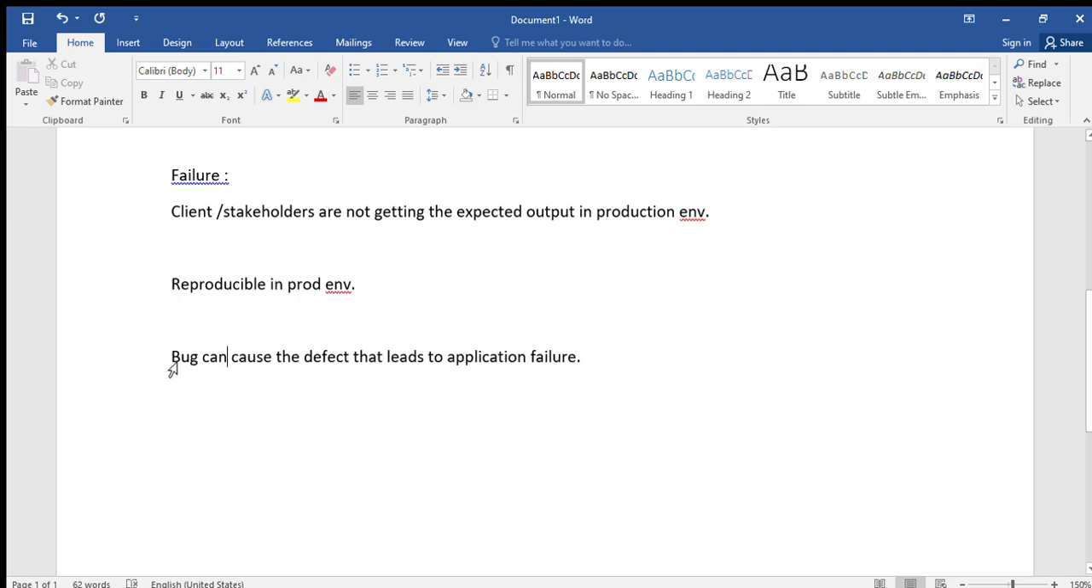A bug can cause a defect that leads to the application failure. As the developer has done some wrong coding, due to that testers are getting the defect in their QA environment, and because of that the client is also not getting the expected output in their prod environment. That means it is a complete failure. So a bug can cause a defect that leads to the application failure. That is the one-line difference between bug, defect and failure. This is the main line.